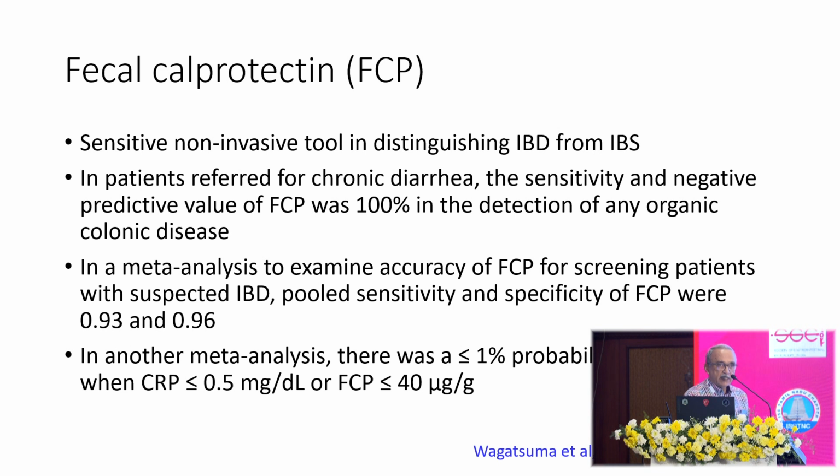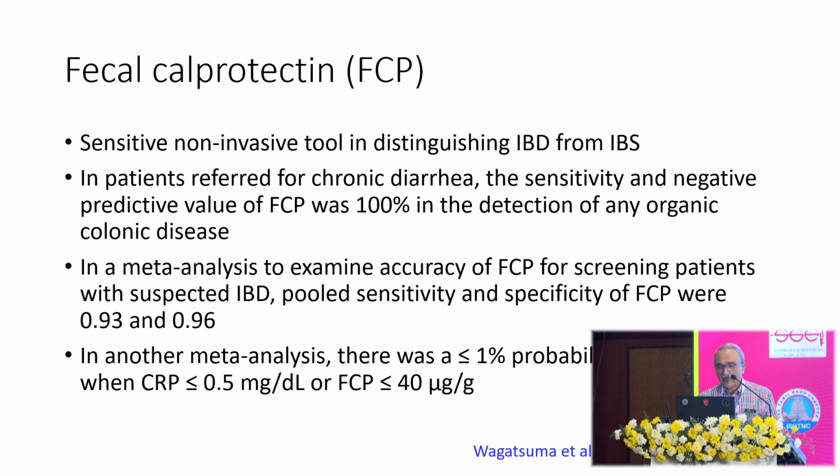Fecal calprotectin is another measure that we use. It's increasingly used, and it's very heartening that the costs have come down dramatically, maybe within the last year or so. It's a sensitive and non-invasive tool distinguishing IBD from IBS. When you take all patients with chronic diarrhea and use a fecal calprotectin, it distinguishes organic from non-organic almost 100%. In a meta-analysis, which is what I've referred to here, when you screen for suspected IBD, the sensitivity and specificity is like 93% or 96%.